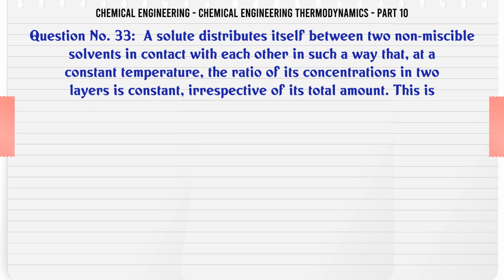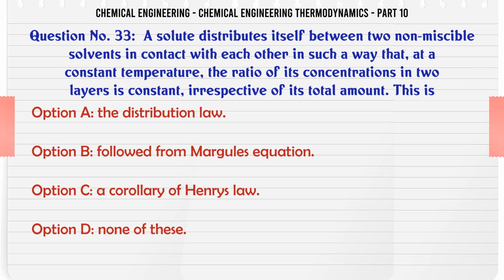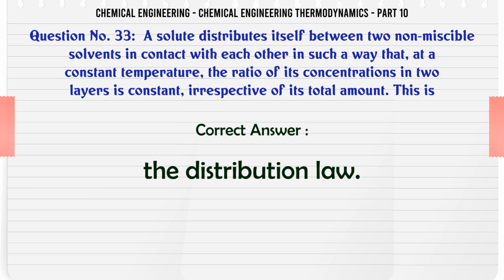A solute distributes itself between two non-miscible solvents in contact with each other in such a way that at a constant temperature the ratio of its concentrations in two layers is constant irrespective of its total amount. This is: A. The distribution law. B. Followed from Joule's equation. C. A corollary of Henry's law. D. None of these. The correct answer is the distribution law.